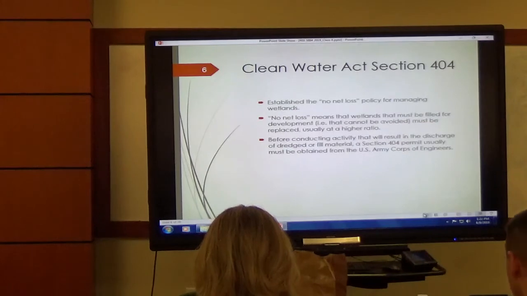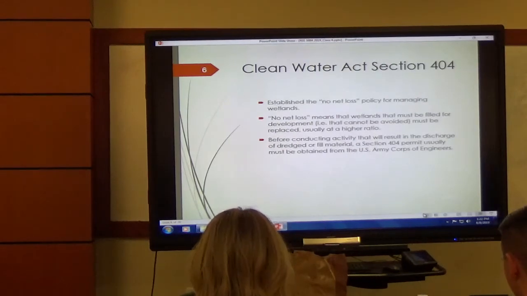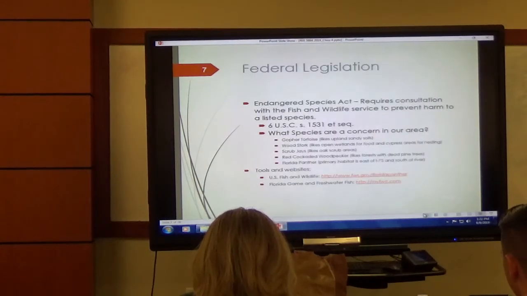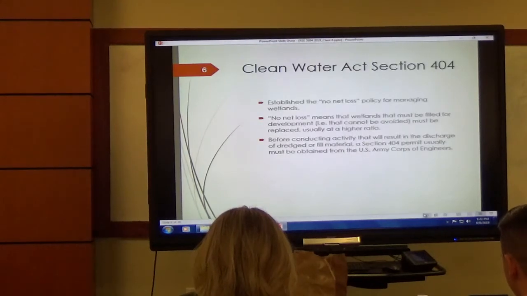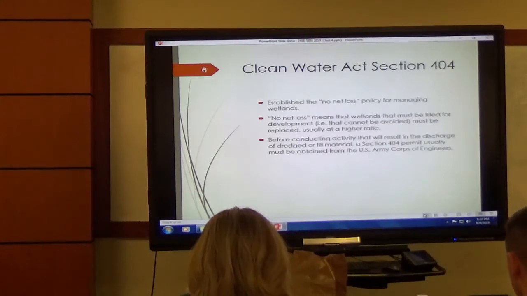This is the source of the no net loss policy for managing wetlands that require that you avoid, minimize, and then mitigate. The mitigation always involves an enhanced percentage. Like if you are going to destroy 1 acre of wetlands, you're going to probably have to mitigate 3 to 1. You're going to have to create 3 acres or something like that. I don't know what the percentage is right now, but it's always a multiplied percentage.